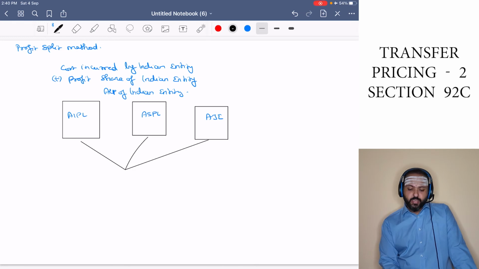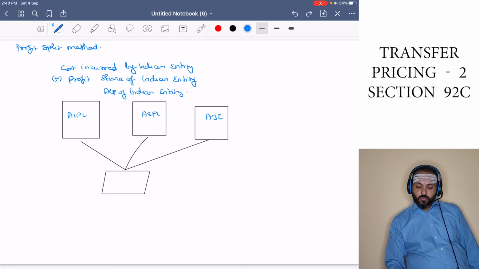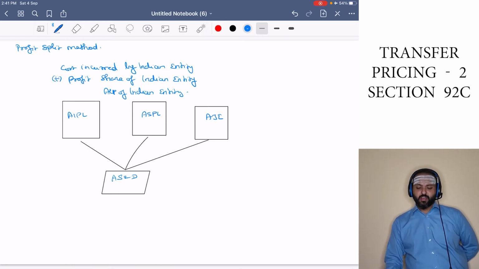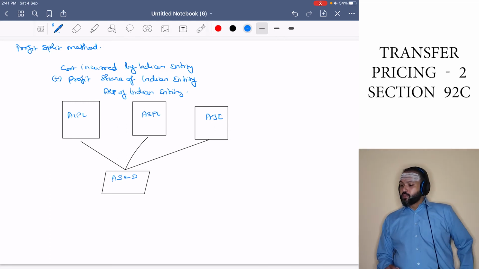So these three together now start up a joint venture. Okay. So let us call it Acer Space and Defense. Okay, Acer Space and Defense. So this is the joint venture they have come together for. Now, what are the terms of the joint venture?